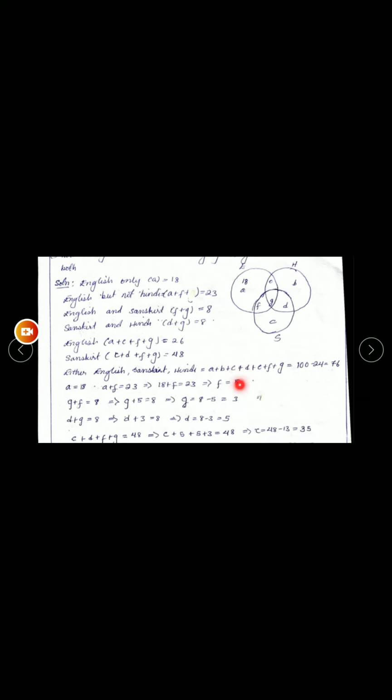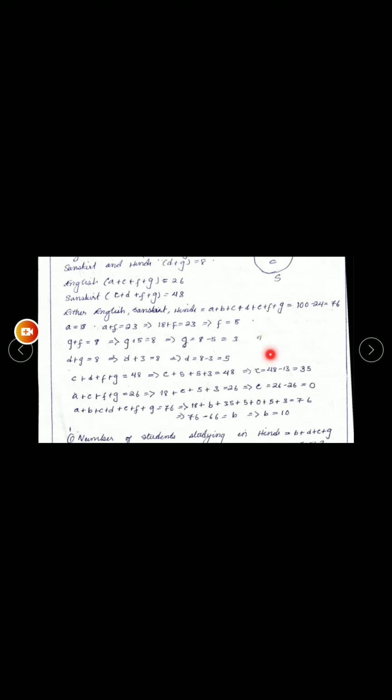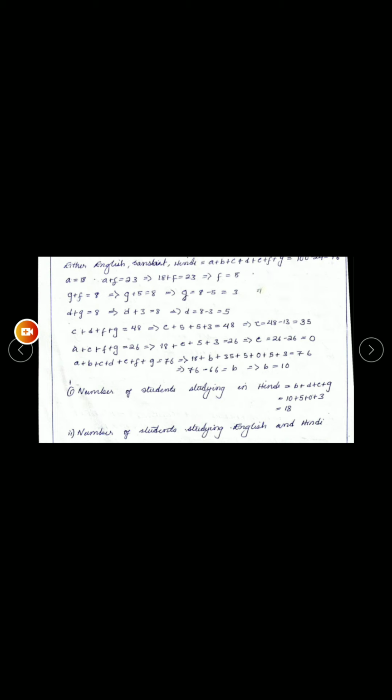Number of students studying English and Hindi both means E and G. This is English, this is Hindi, so both English and Hindi means E and G. The value of E is 0 and G is 3, so the number of students studying both English and Hindi is 3.